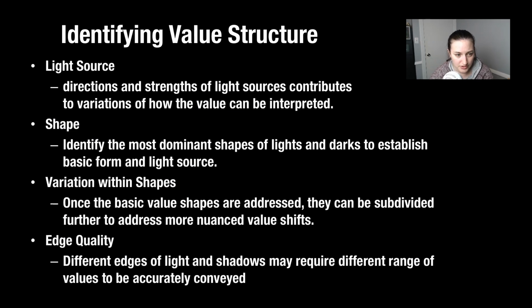Identifying value structure. So the first thing you want to identify is where the light is coming from, the light source of the value. Directions and strengths of light sources contribute to variations of how the value can be interpreted. So it's important to know where the light source is, obviously to know where that bright highlight's going to be, and then the rest. Shape. You need to be able to identify the most dominant shapes of lights and darks to establish basic form and light source.